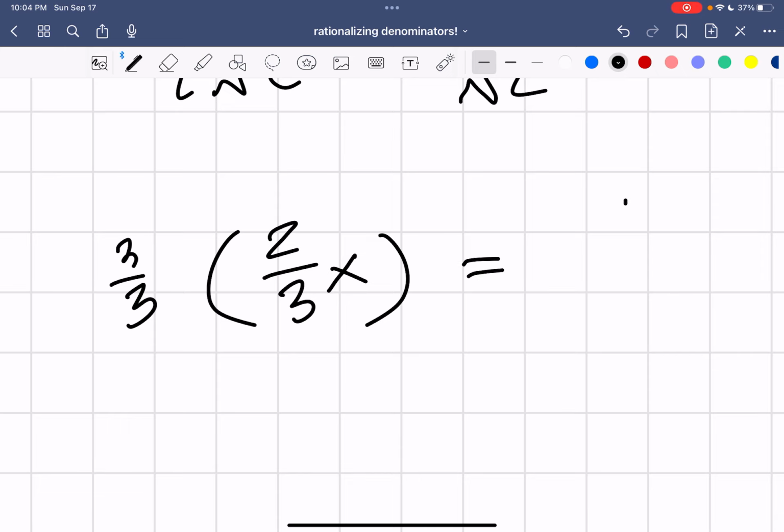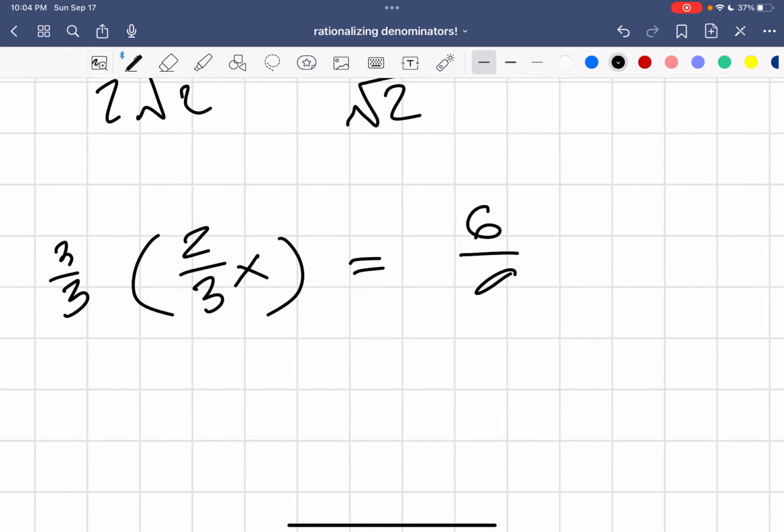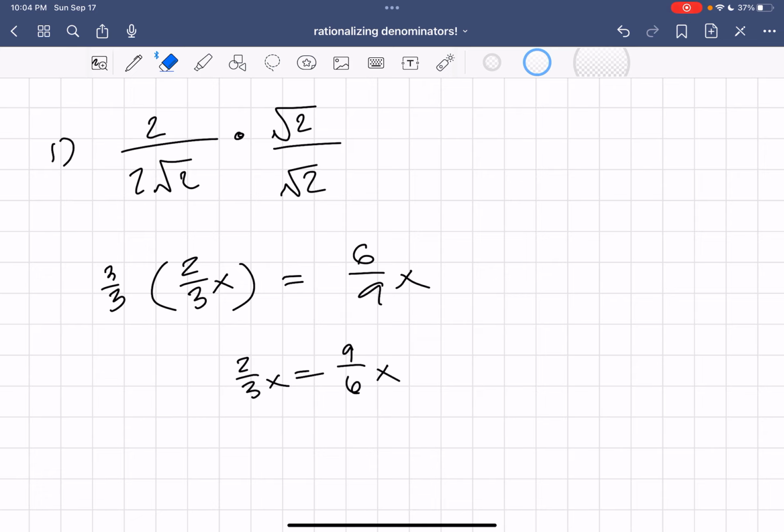So now we have this 6 over 9x, and then 2 over 3x is equal to 9 over 6x, so you just simplified it correctly, even though it's still a fraction.